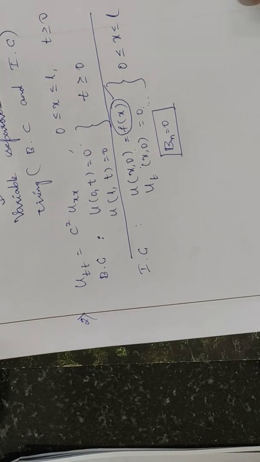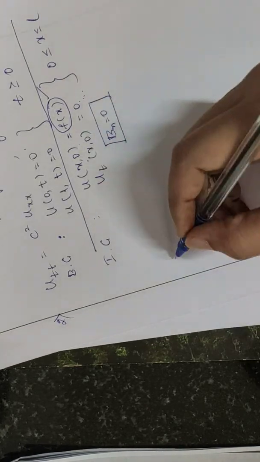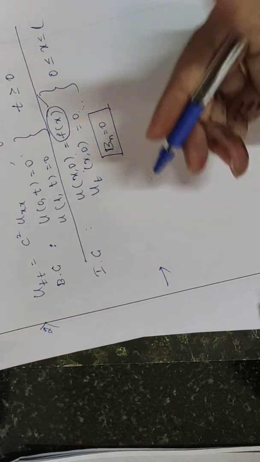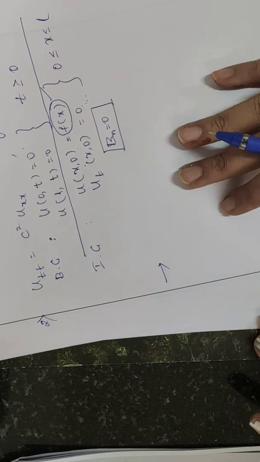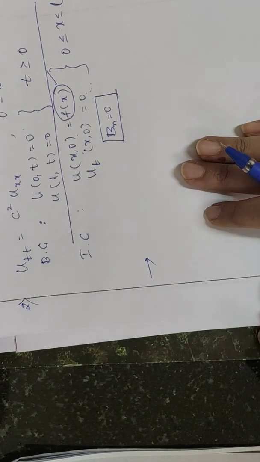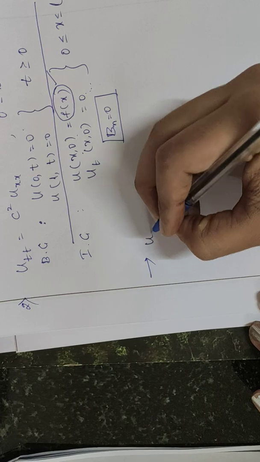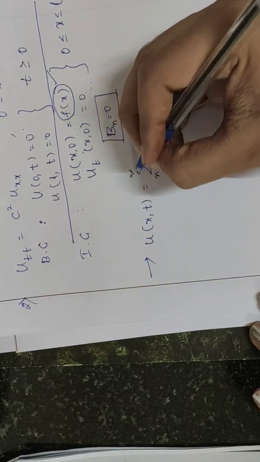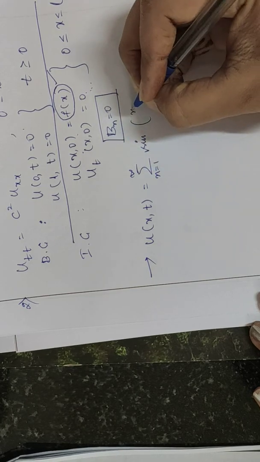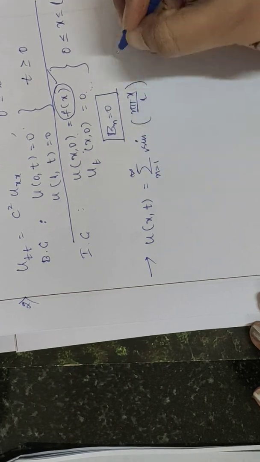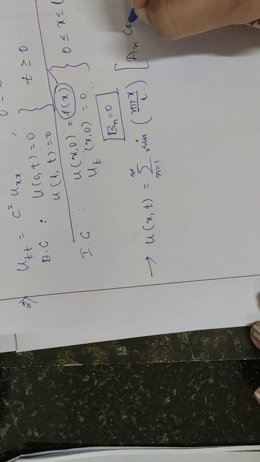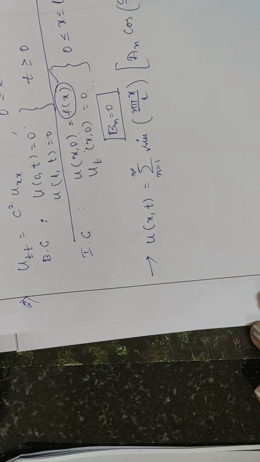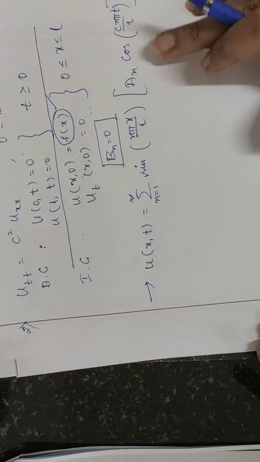Similarly, you have one more problem. For this you can write the solution very easily. I will write the final solution, you just solve it and write the final solution. So u of x comma t is equal to summation n is equal to 1 to infinity sin n pi x by l into an cos c n pi t by l. There will be no bn, it will be 0 here.